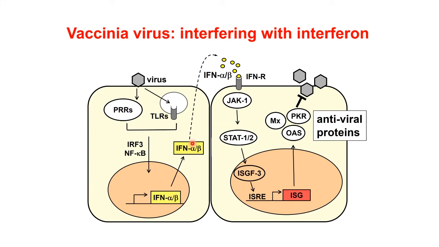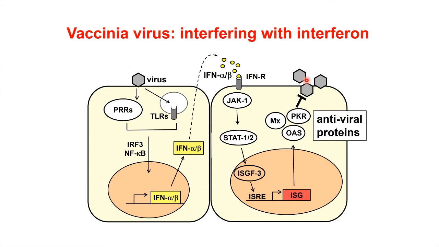The interferons are then produced and secreted from the cell. And once outside the cell, they can bind to interferon receptors on other cells. And that recognition triggers another signaling cascade, the JAK-STAT pathway, that leads to the transcription of interferon-stimulated genes. And the products of those genes are then expressed in the cytoplasm. And these molecules render the cell resistant to subsequent infection.